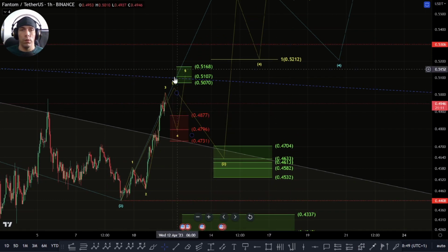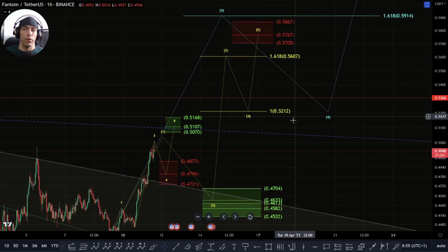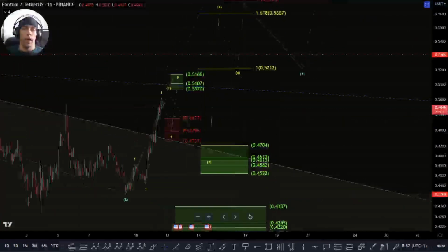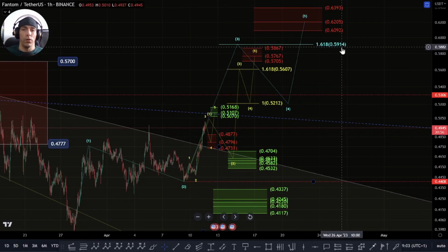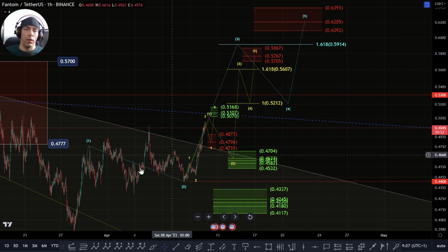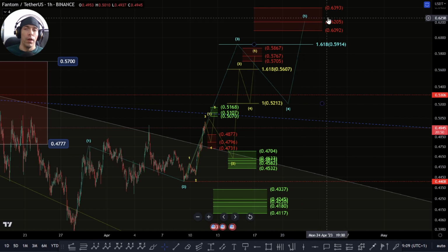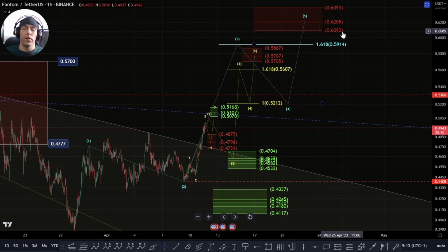So if we do move up into this zone that I have marked out, and then retrace to the 0.618, this 5607 is going to be that target we're looking for. And in the bigger picture here, what we want to see is a move up past this 5914. We want to see a nice big strong move up past this zone, and then look for that additional fourth and a fifth, which could look to take us somewhere around the 63.93 to the 60.92.